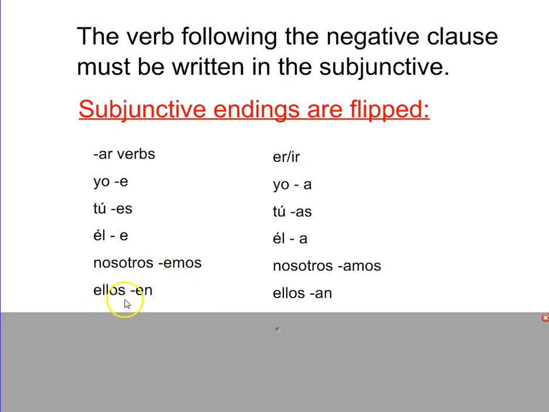Nosotros is emos, and ellos is en. These endings are weird because they're really the endings of the present tense, except for this one. This one's just strange.